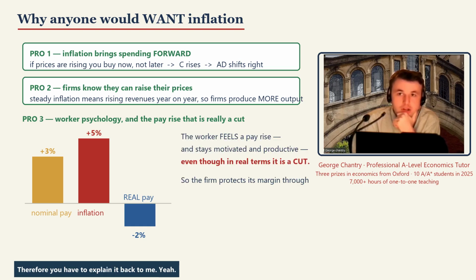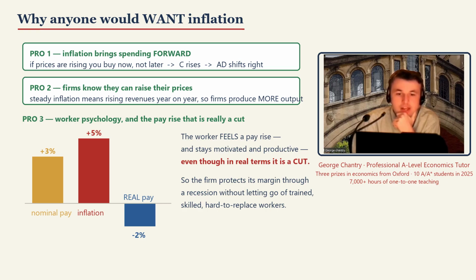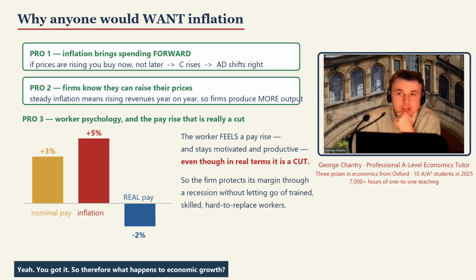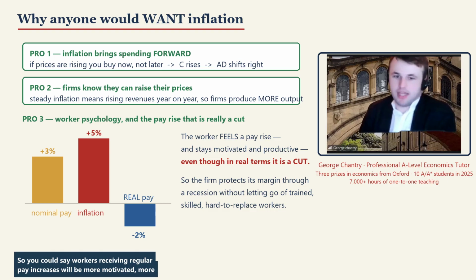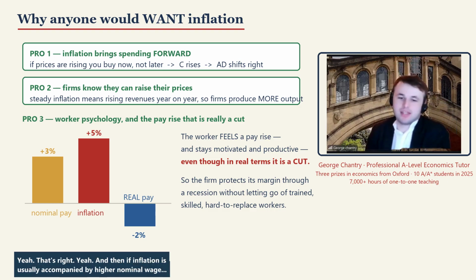Therefore, you have to explain that back to me. Yeah. So if inflation's high, workers then get more money because wages go up, and if workers' wages go up, that's good because workers therefore, yeah, you got it. So therefore, what happens to economic growth? Yeah, good. You got it. Is that okay? Regular pay increases will be more motivated, more productive. Yeah. Is that okay? Yeah.